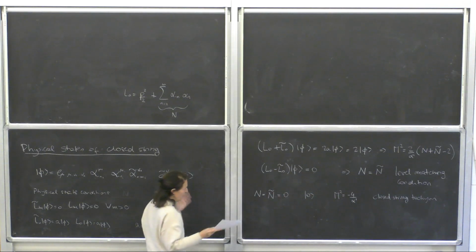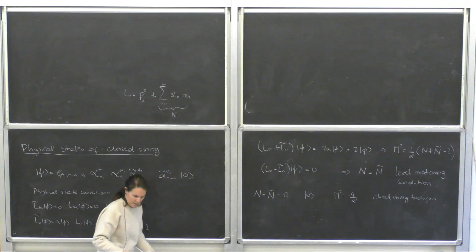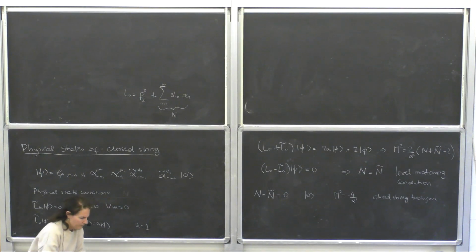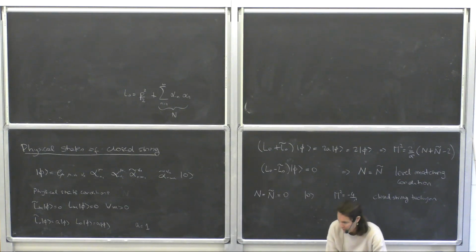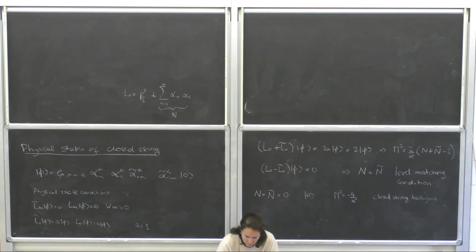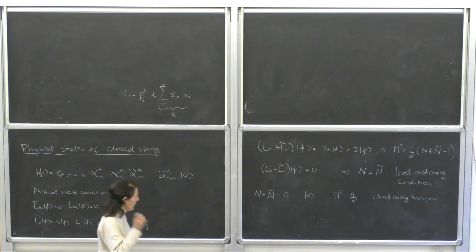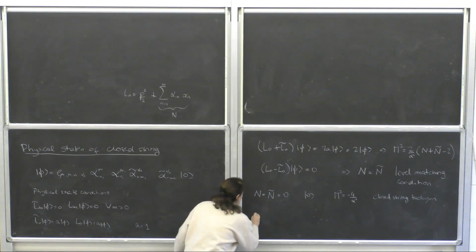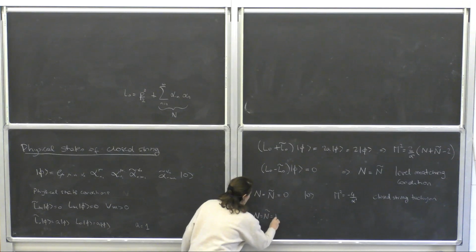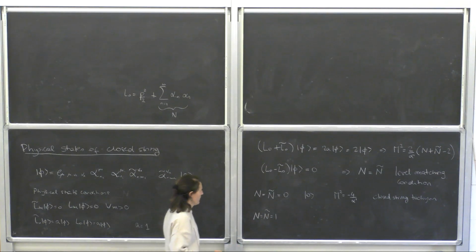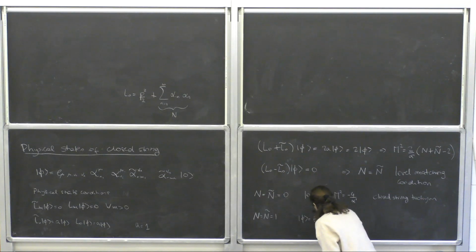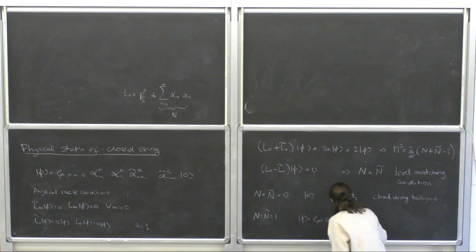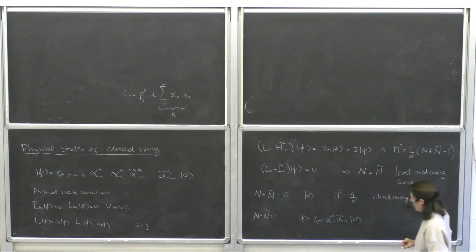So, okay, bad state, but we know that the bosonic string is not a good theory. So that will be all right in the superstring. The next level is n equals n tilde equals 1. And this is, so phi equals e mu nu alpha mu minus 1 alpha tilde nu minus 1 on 0.